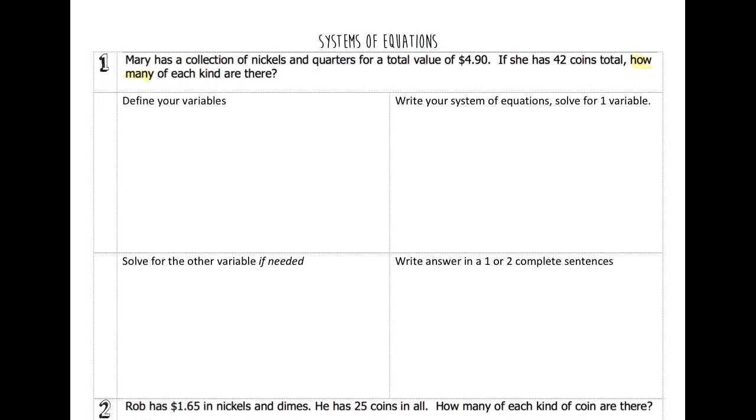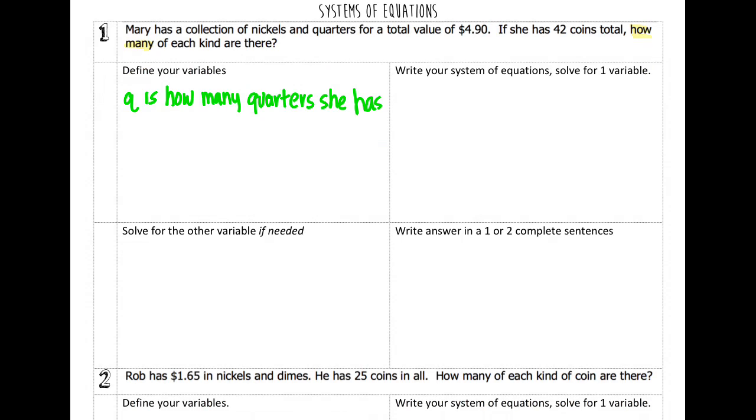So let's say Q is for quarters. Q is how many quarters she has. And N is how many nickels she has. Okay, so that's what we know right now.